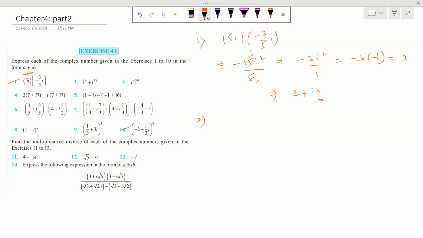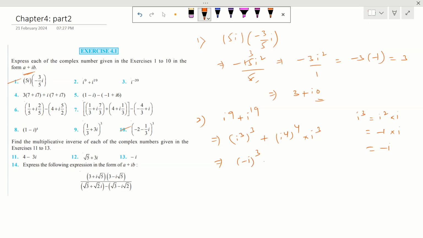Now the second example: i to the power of 9 plus i to the power of 19. So i to the power of 9, I am writing as (i cube) whole cube, since 3 threes are 9. And here i to the power of 19, I am writing as i to the power of 16 into i cube, where 4 fours are 16. So i cube we can write as i square into i. i square value is minus 1, and minus 1 into i is minus i. Right, i cube value is minus i.